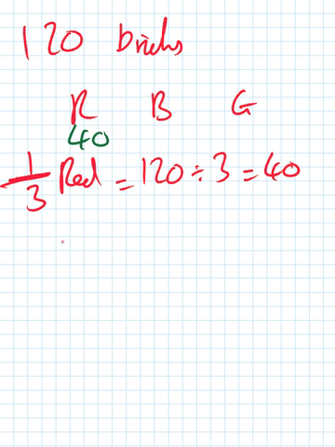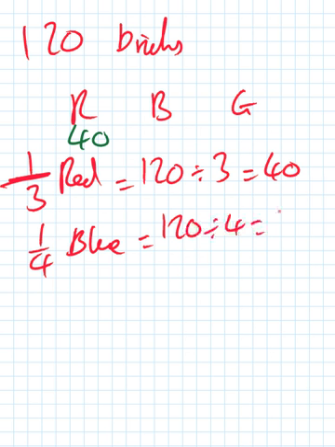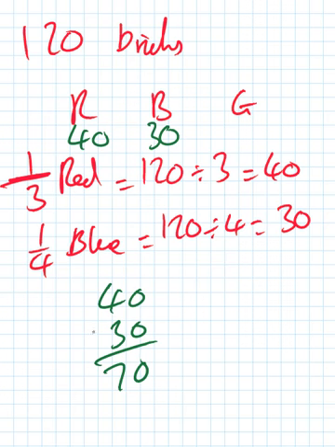From there then we've got a quarter are blue. So 120 divided by 4 is 30. So blue is 30. How many are green then? Well, if we add up the 40 and the 30, that gives us 70. So then there's 50 left to make it up to a sum of 120.